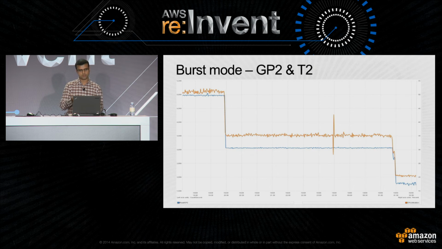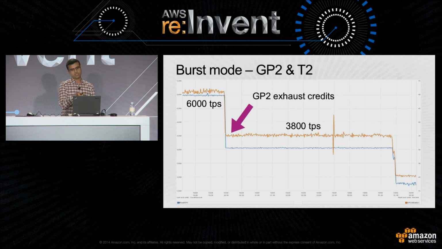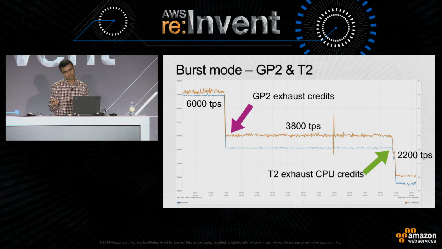So one of my colleagues here performed a benchmark that compares the performance of these instances at different times of the credit usage. As you can see here, for the first couple of hours, a T2 instance with GP2 storage was able to yield 6,000 TPS. After that, GP2 credits get exhausted, and you fall to 3,800 TPS. That gets you through another 4 to 5 hours. And once the T2 CPU credits get exhausted, your overall performance drops to 2,200, which is the baseline that you're going to get going forward.